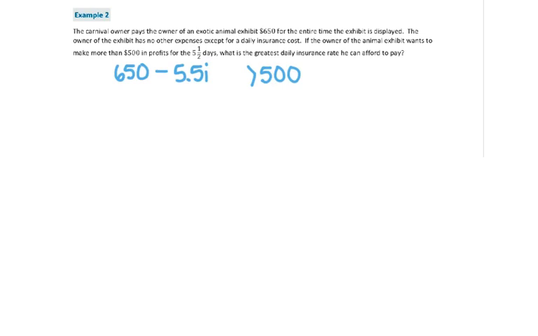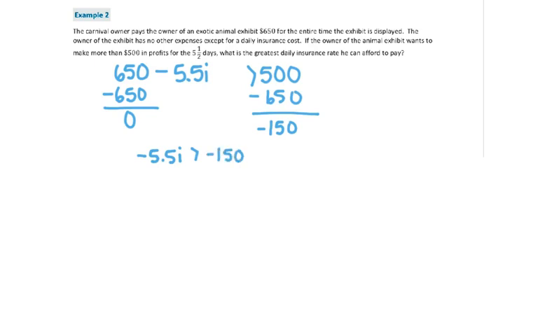So I see that $650 is a positive on the left side of my inequality, and I'm trying to get that i all by itself. So I'm going to do the opposite of addition, and I'm going to subtract $650 from both sides of my inequality. So on the right side of my inequality, I now have negative 150. So I'm left with negative 5.5i is greater than negative 150.